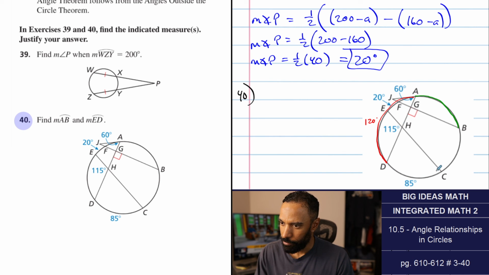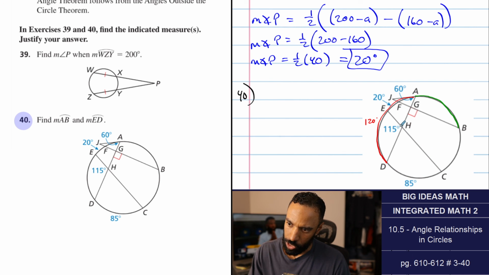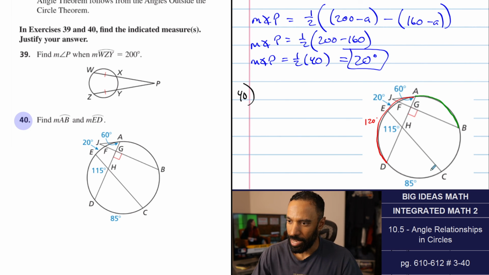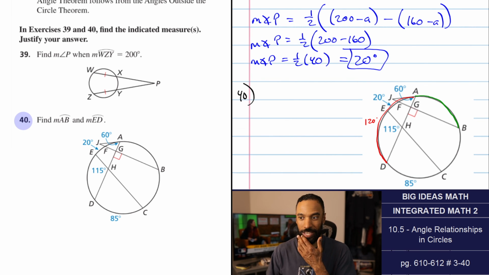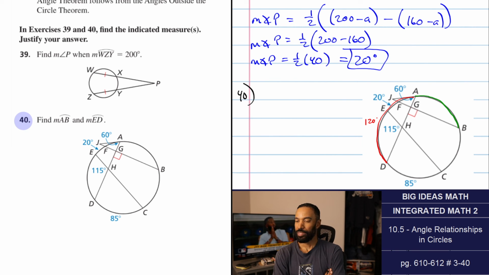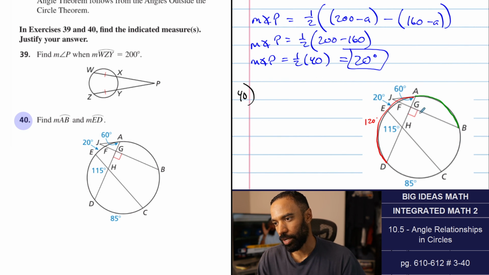This is 85. Let's see where I can go. 20, and this unknown AF. I've got to work that out. That's a 90-degree angle here. Whoa, there's a lot to dig into here. Let's see which way I want to navigate this. There's no inscribed angle from B to C for me to work off of, so I can't do anything there.